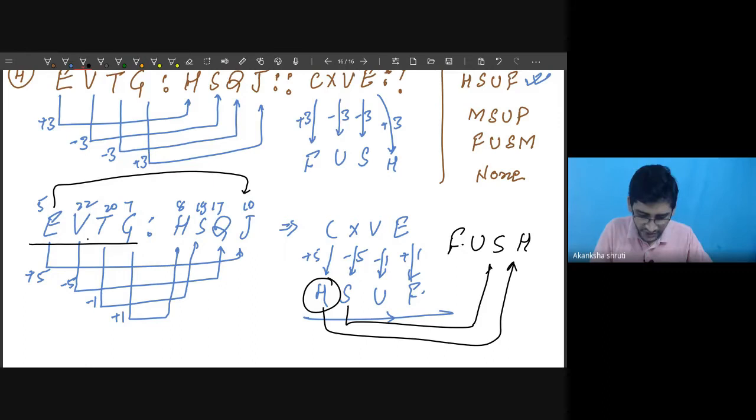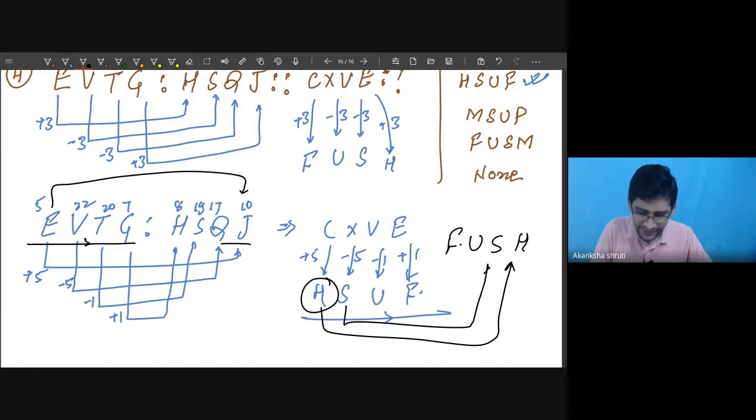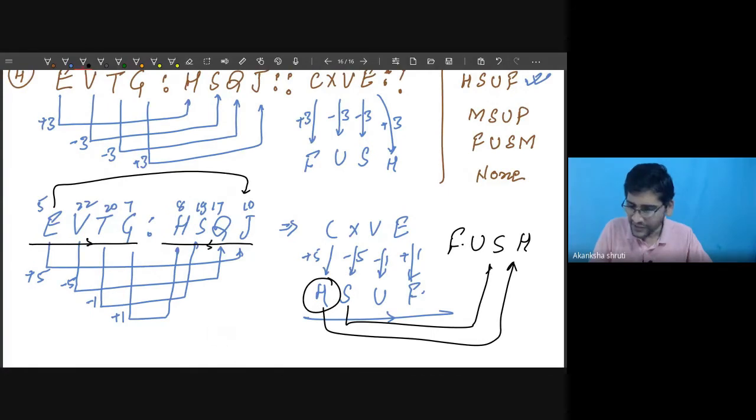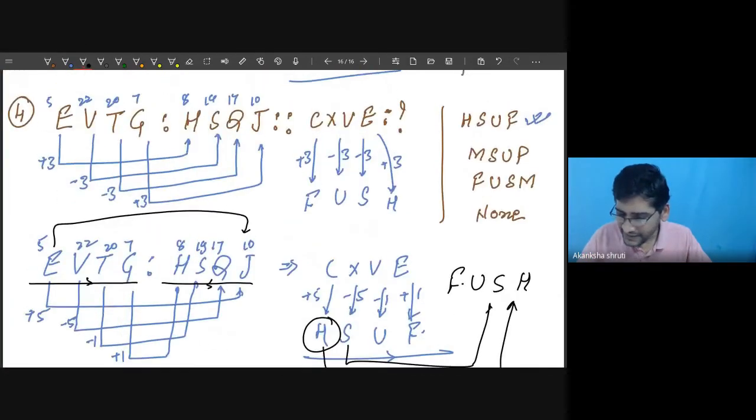From front to last we are going. From first to last we have mapped and we have written in the reverse order only. So the correct answer here is our FUSH. It is not given here. But many a time a student is considering HSUF as the correct answer. No, no, no. Perfectly if you are saying none of them are matching. So the correct answer here is our none.